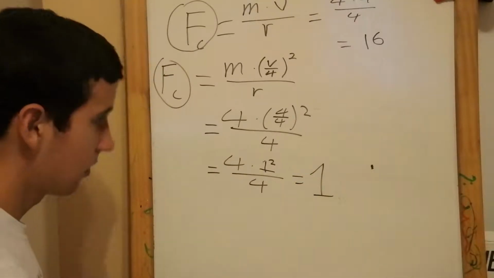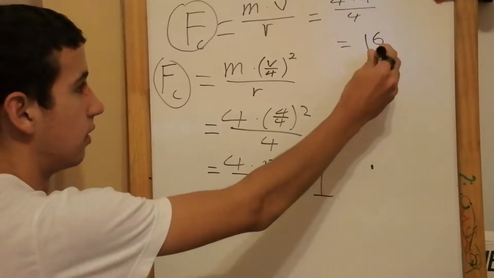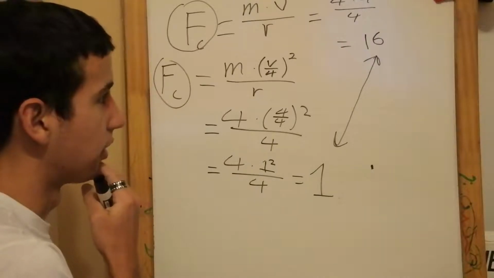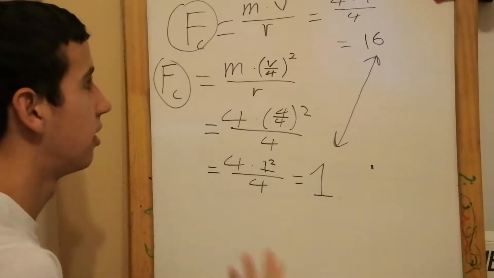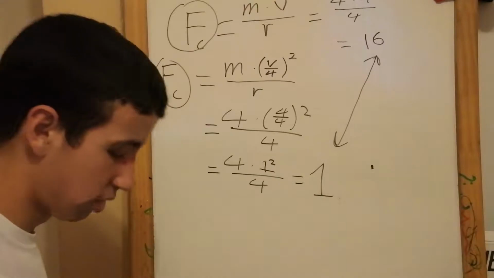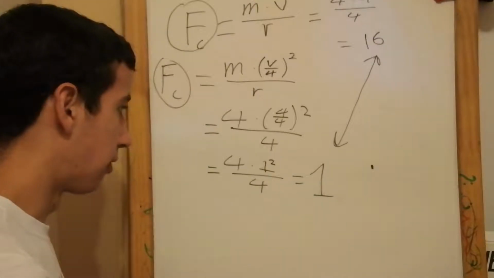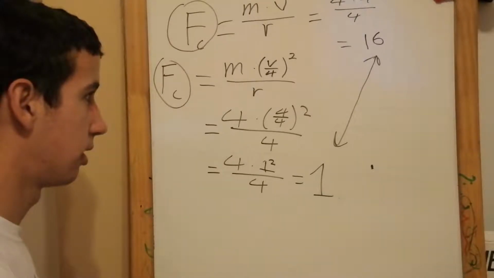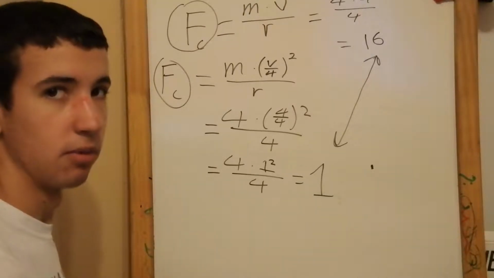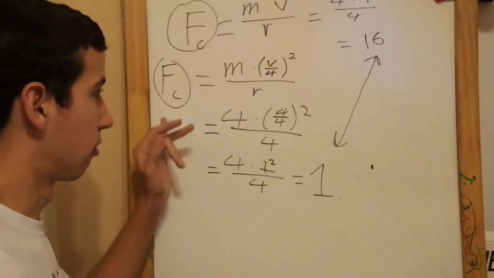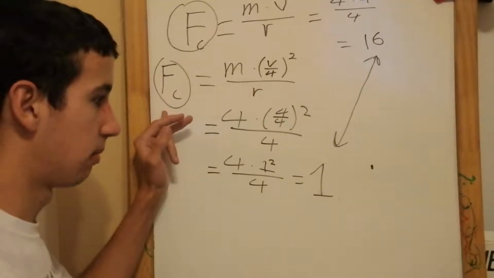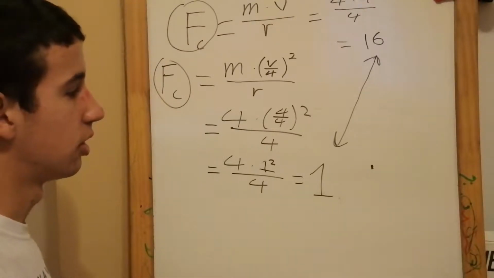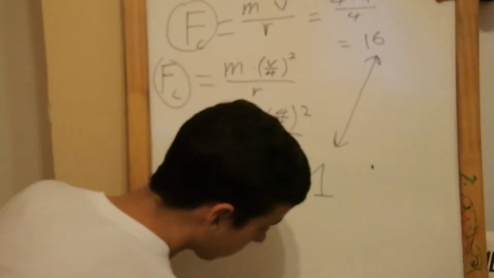So, what's the difference between these two numbers here? You could say there's a 15 difference. So, when you're doing this, you gotta be sure to draw correct conclusions. If I were to say that when you divide velocity by 4, and you keep all the other variables the same, that your centrifugal force is reduced by 15. Just subtract 15 from it. That would be an incorrect conclusion. Why? I'm going to show you in a second.